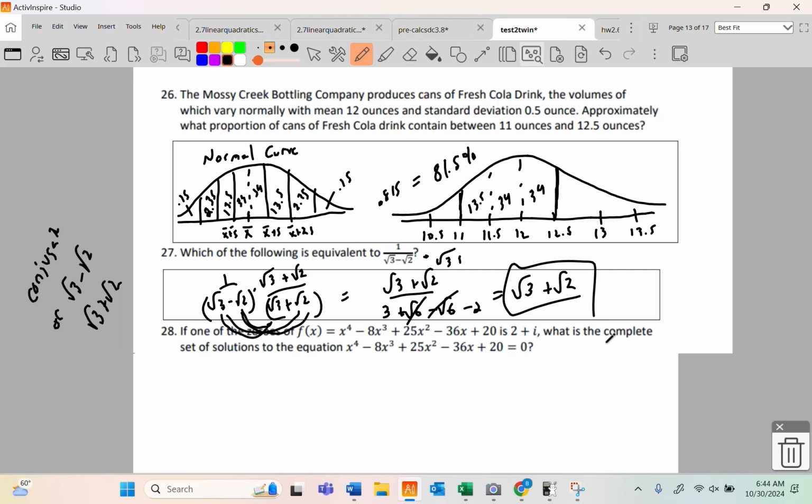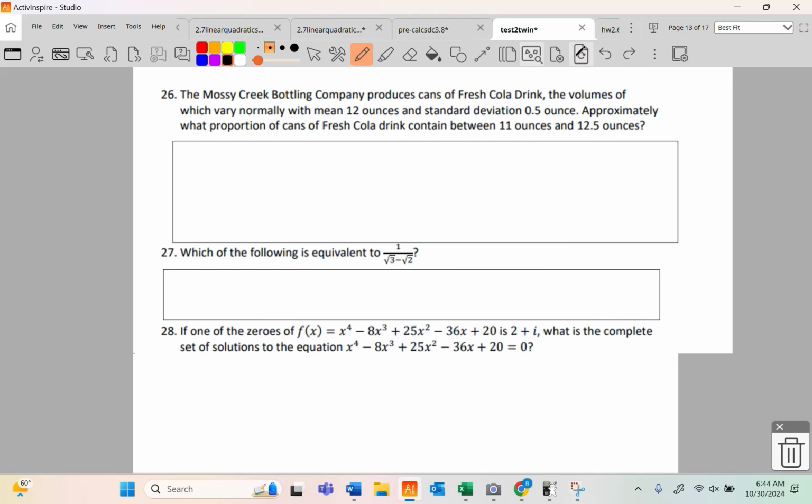All right, 28. One of the zeros of f of x equals x to the fourth, and so on, is 2 plus i. What is the other zero, or what is the complete set of solutions? So I just mentioned this idea of a conjugate. And imaginary numbers happen in pairs. If you do the quadratic formula, like if you had 2 plus or minus root negative 4, both pieces over 3, you'd have 2/3 plus or minus 2i over 3. Imaginary numbers happen in pairs, and we call those conjugates.